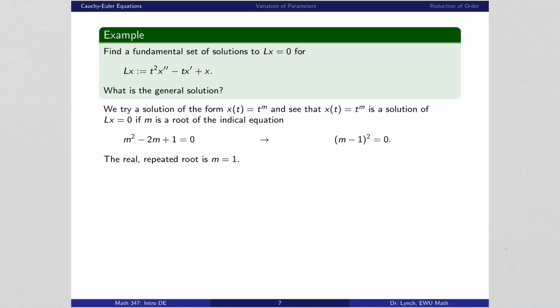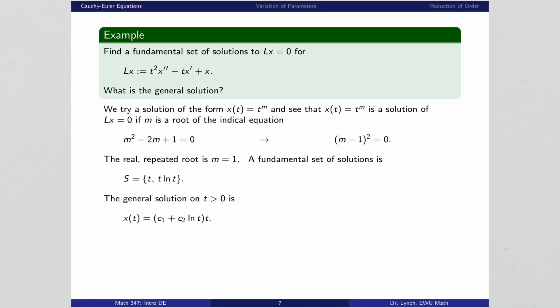Okay, so when m equals 1 is a real repeated root, we know what the fundamental set of solutions is. A fundamental set of solutions is t and t times log of t, and of course a general solution, in this case we'll just work the general solution on the interval t greater than 0, turns out to be c1 plus c2 log of t, all times t. So again, here I've written that expression in factored form, kind of for ease of transition.